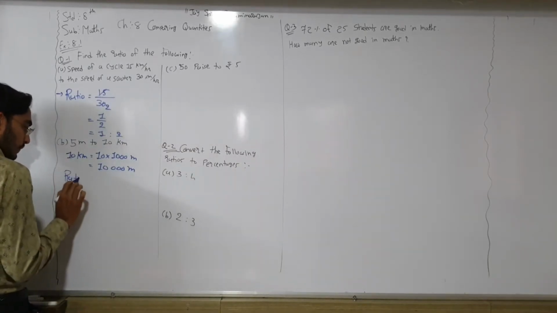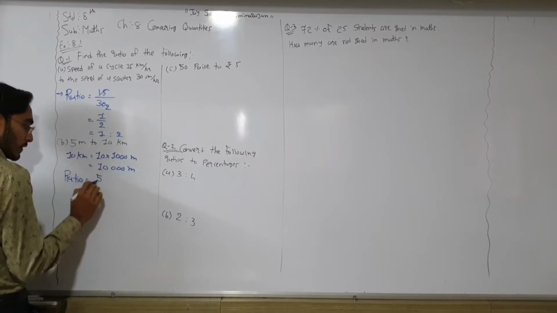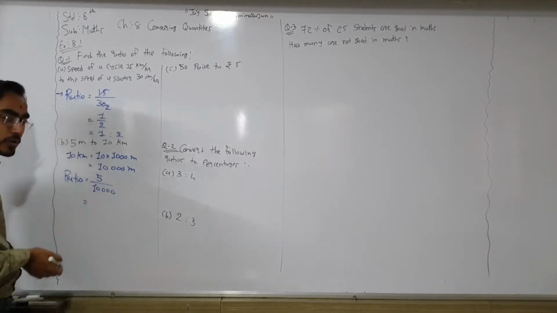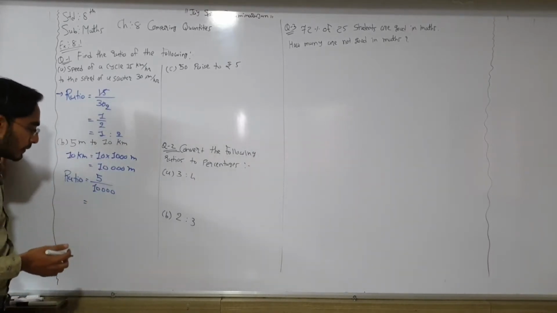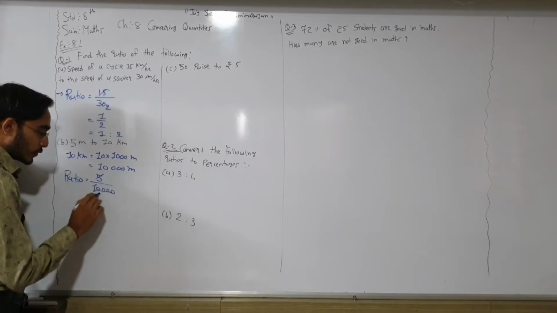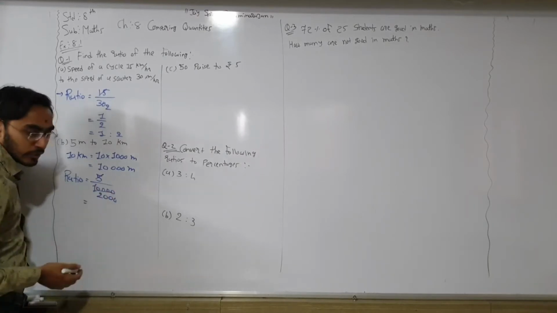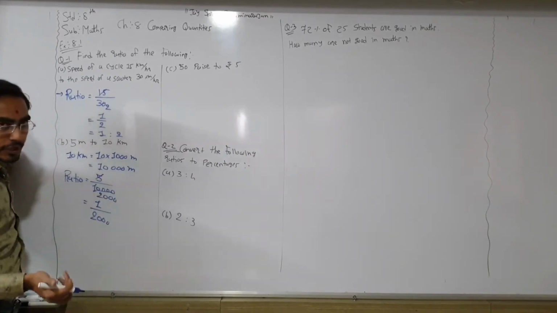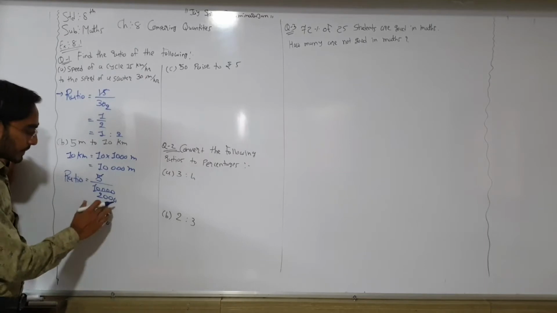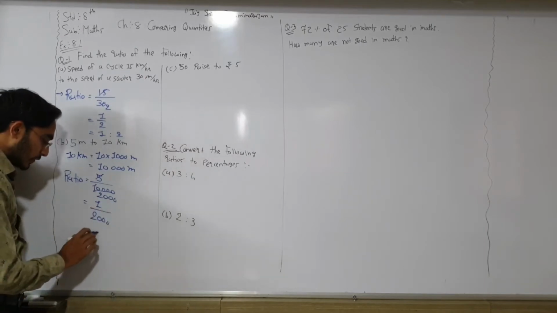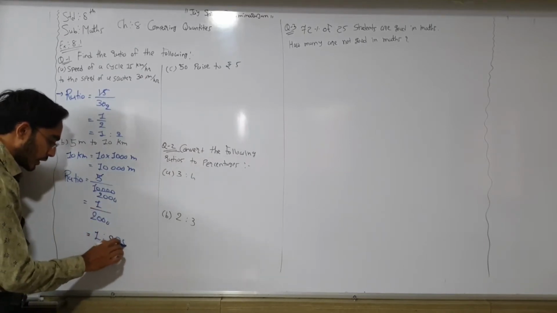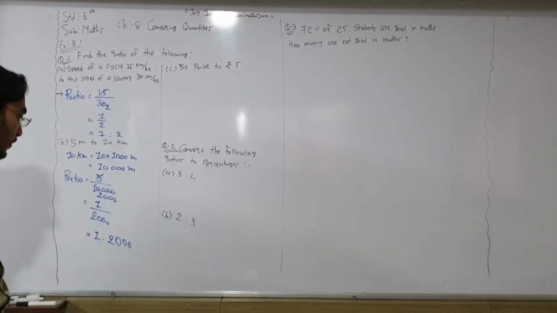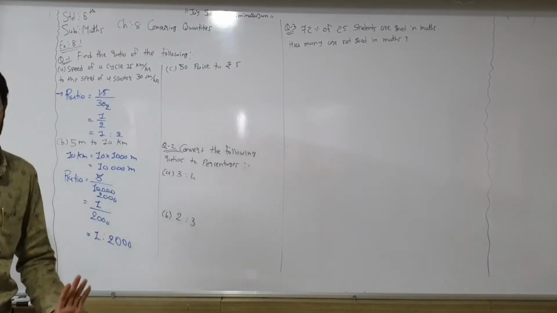So the ratio is 5 meter divided by 10,000 meter. Now we can simplify this. 5 twos are 10 and 3 more 0s, that means 2000. So 1 divided by 2000. Nothing is remaining in the numerator. So 1 divided by 2000 means 1 is to 2000. Here our ratio is 1 is to 2000.